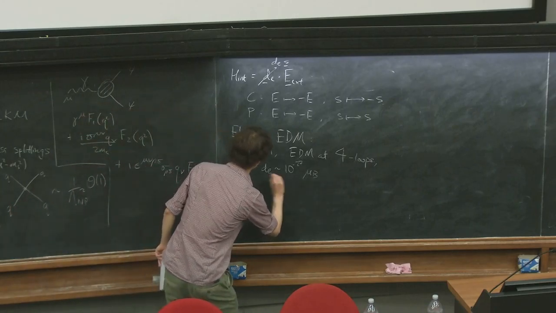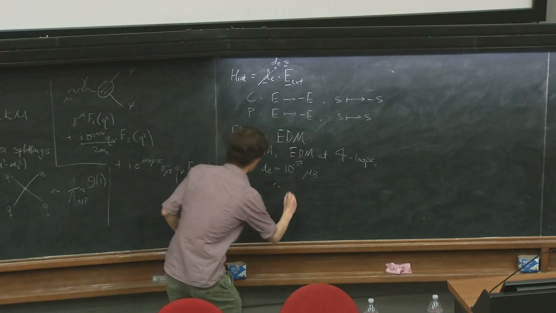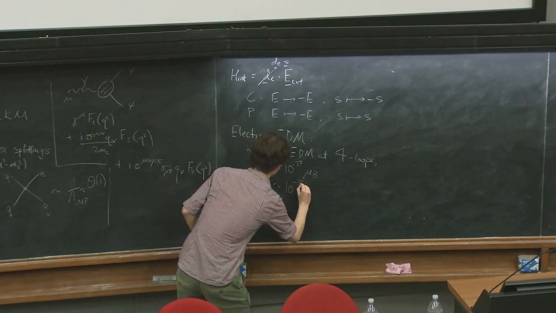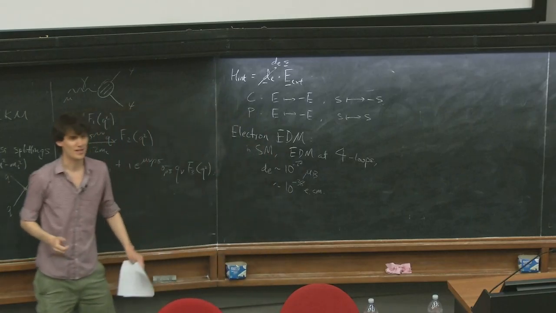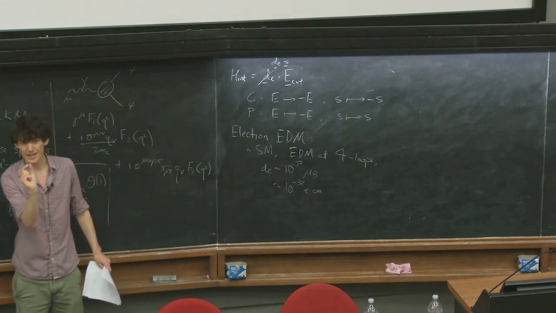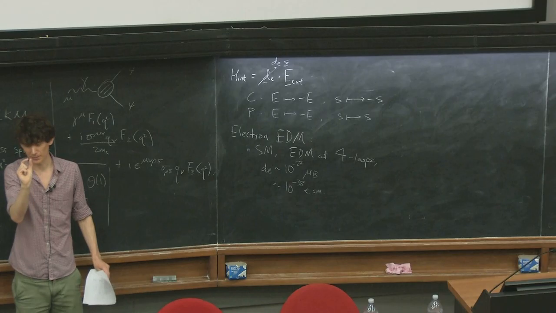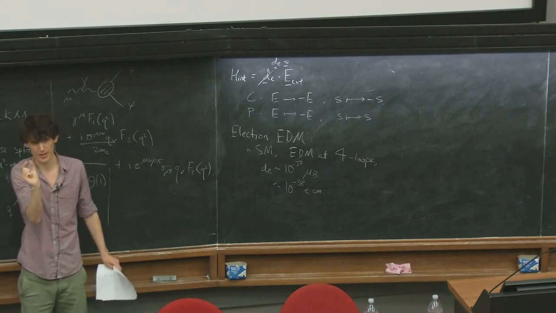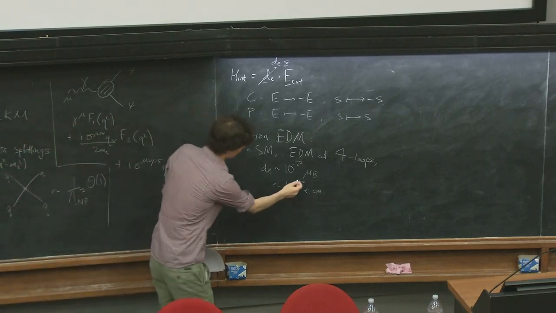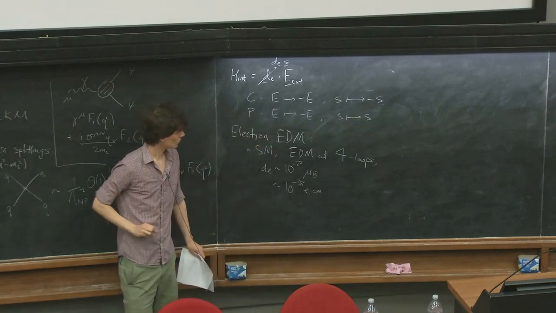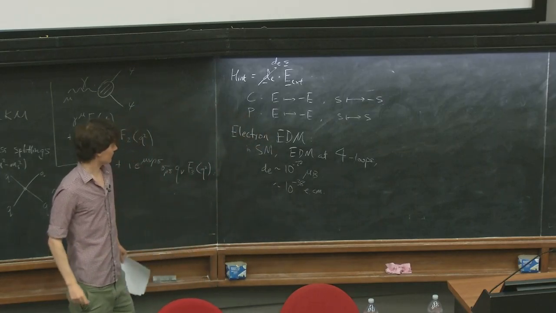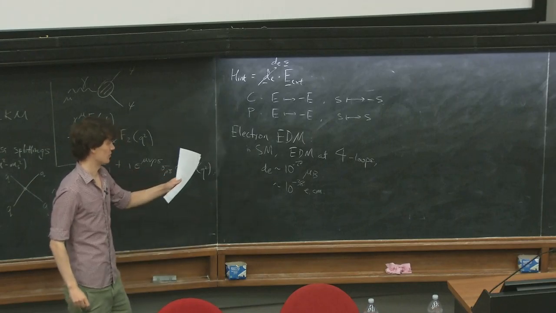And the units that all the experimentalists in this field like to use, this is 10 to the minus 38 electron charge times centimeters. So if you imagine the electron having some tiny deviation from being spherical, like it's got a bit more negative charge on one side, positive charge on the other, that deviation is 10 to the minus 38 centimeters big. It's incredibly tiny. Okay, so the standard model contribution is very small.